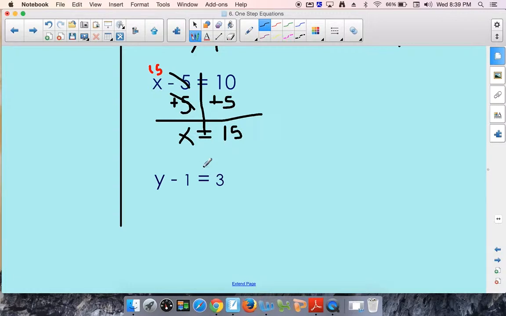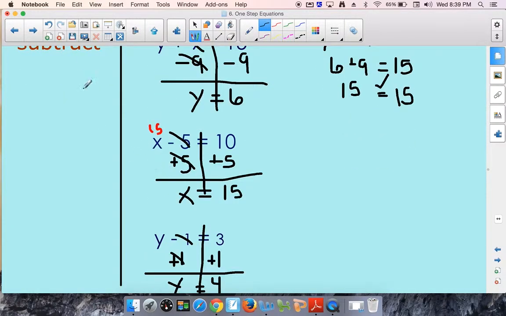All right, welcome back. Let's check. Let's draw our line down. Since I am subtracting, the inverse would be adding. So I'd add 1 to both sides. And y, because 1 minus 1 is 0, they cancel out, would equal 4. And y, or 4 minus 1, which is 3, equals 3. So that's how you show adding and subtracting.